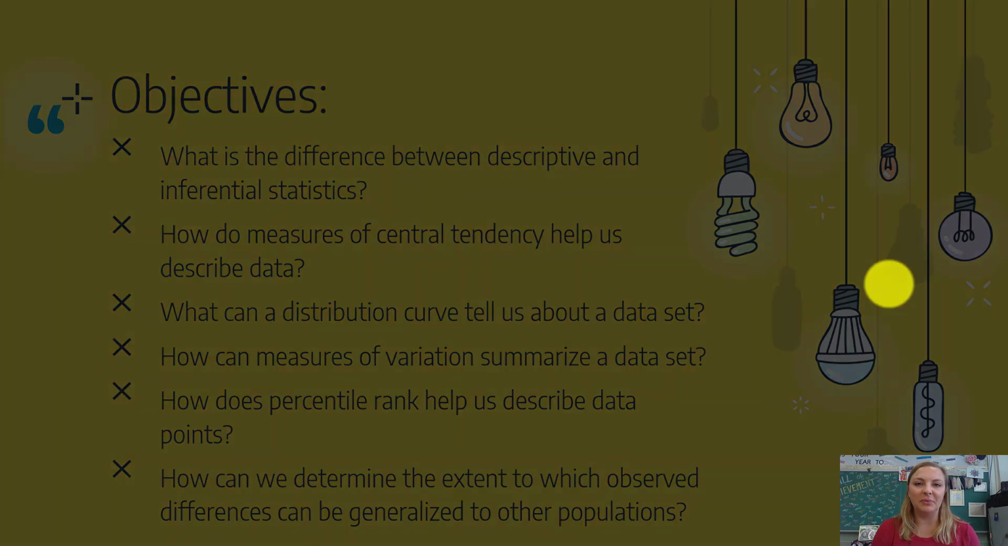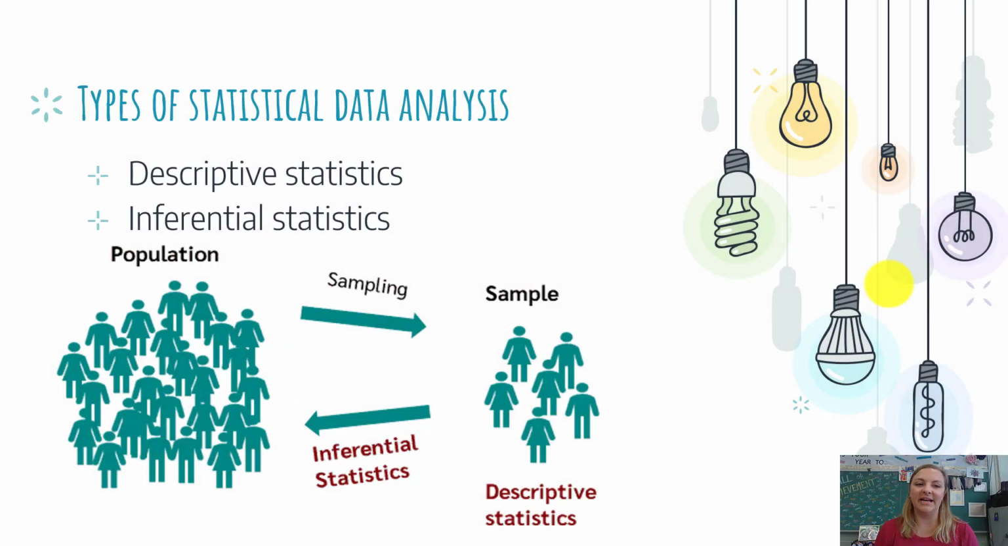The first thing we're going to start with are the types of statistical data analysis. So we have two different types. We have descriptive statistics and inferential statistics. In order to really tell the difference between these two, I just want you to look at the words themselves and look at the root words of each word. First, descriptive. What's the root word there? Describe. So descriptive statistics describe our data.